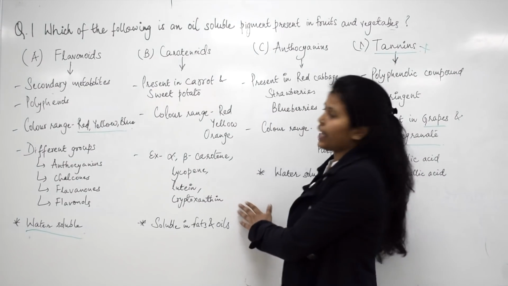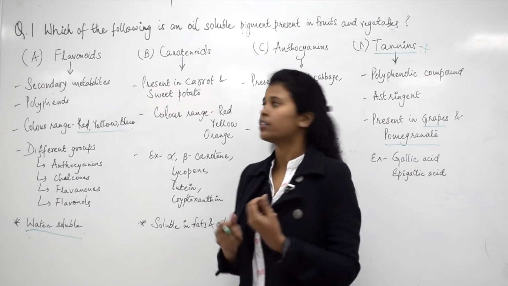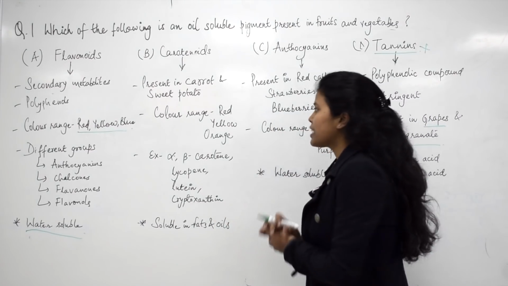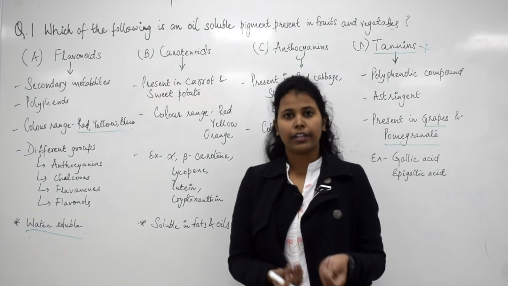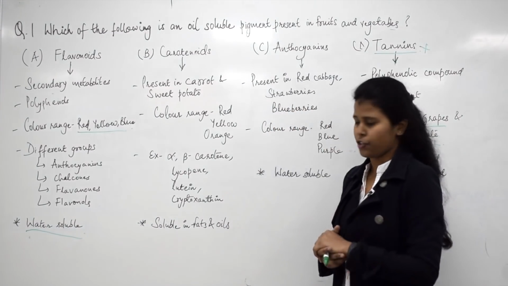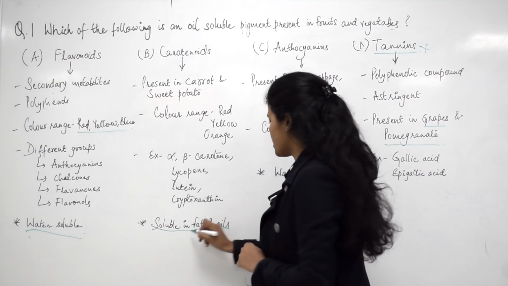Next option is carotenoids. These carotenoids are the pigments which are present in carrots and the sweet potato. The color ranges from red, yellow to orange, and the examples of carotenoids are alpha carotene, beta carotene, lutein, lycopene, cryptoxanthin, zeaxanthin, etc. These are the ones which are soluble in fats and oils.